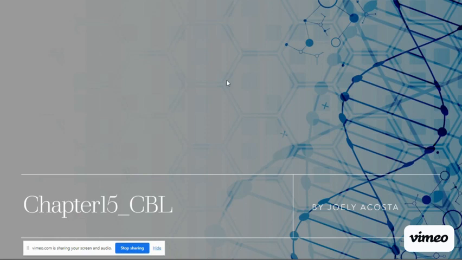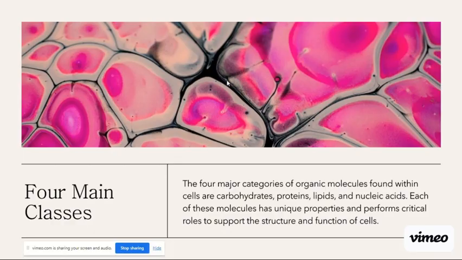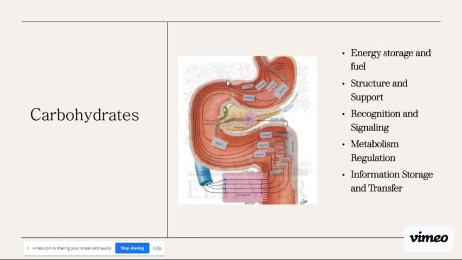Hi, I'm Julia Costa, and I was asked to describe the general functions of the main classes of organic molecules in cells. Starting off, there are four main classes, which are carbohydrates, proteins, lipids, and nucleic acids. Each of these molecules has unique properties and performs critical roles to support the structure and function of cells.